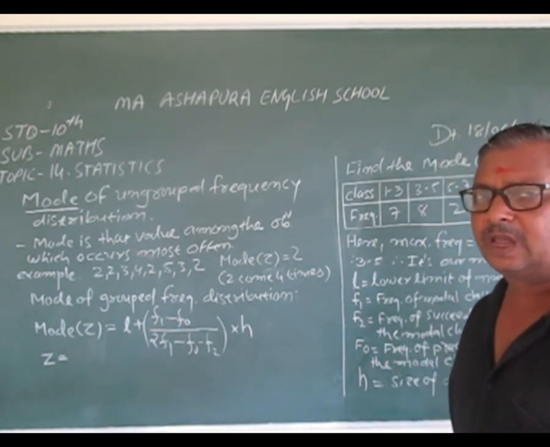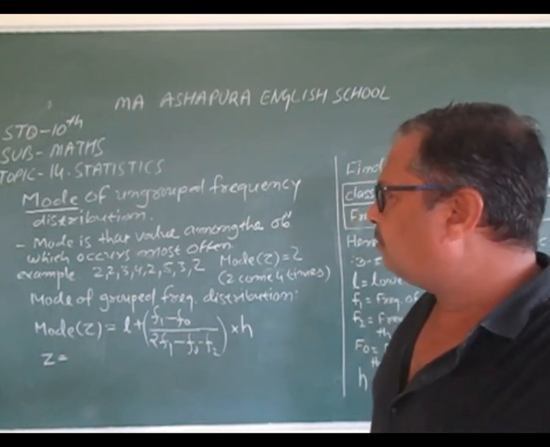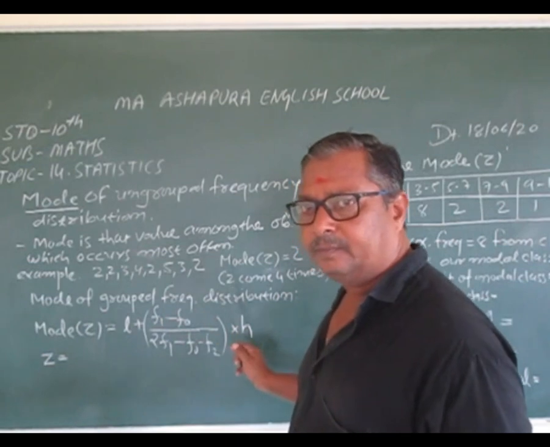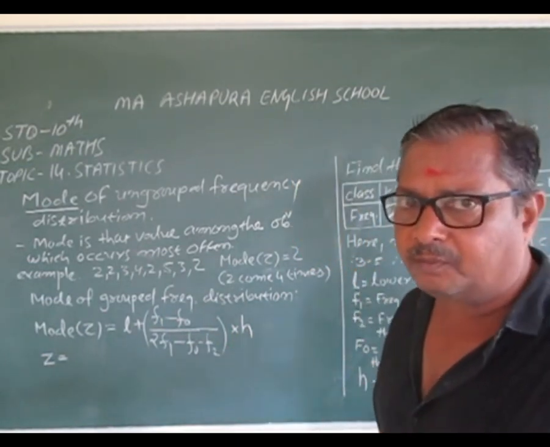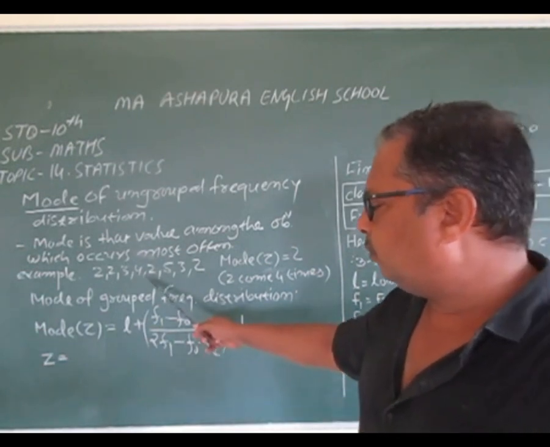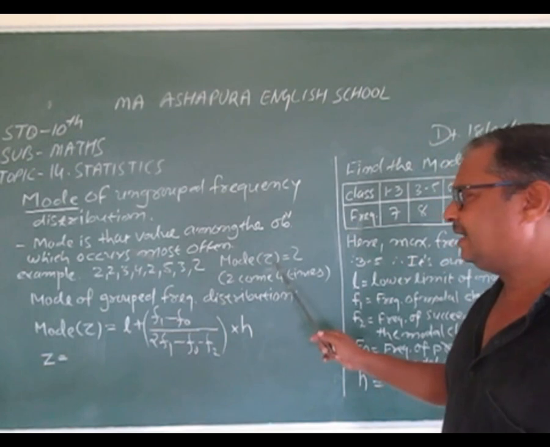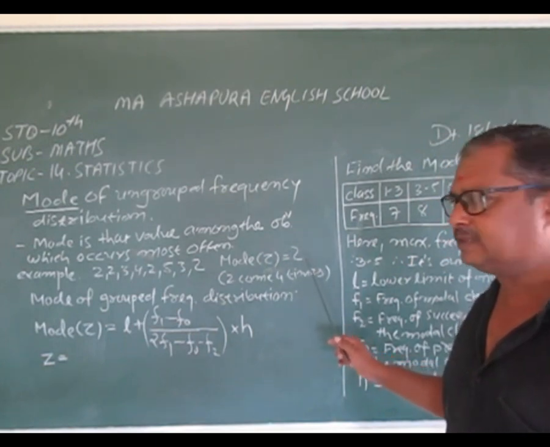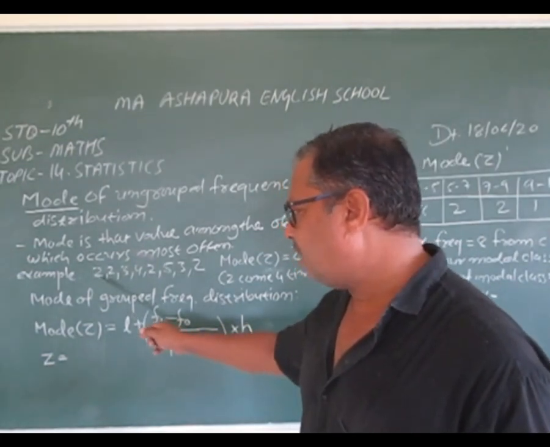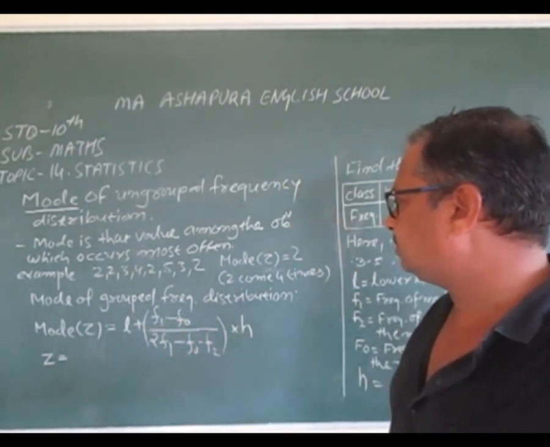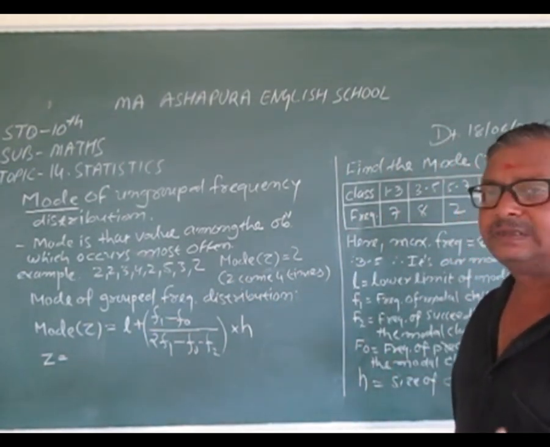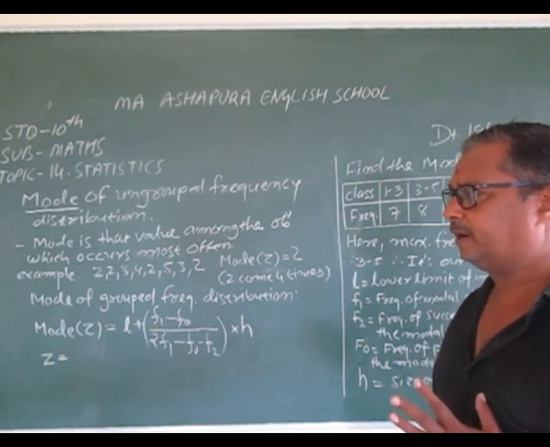Here the process is simple, and orally we can easily find the mode, because mode is the value among the observations which occurs most often. Means, which number or which observation is repeating the most here. So we conclude that here mode Z is equal to 2, because 2 occurs 1, 2, 3 and 4 times. So 2 comes 4 times. That's why the mode Z is equal to 2 for ungrouped data.